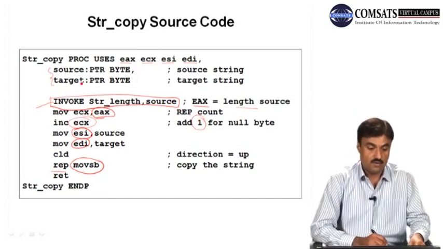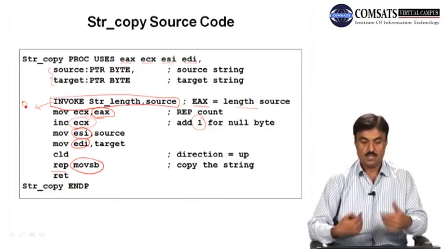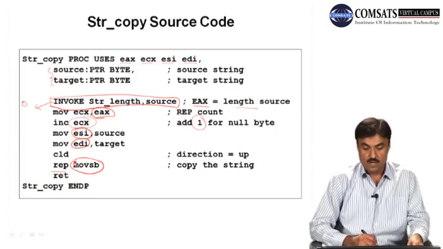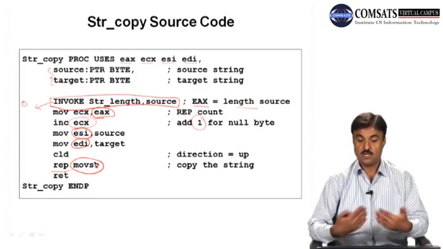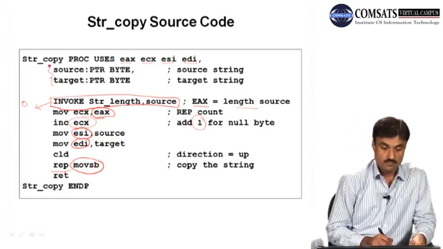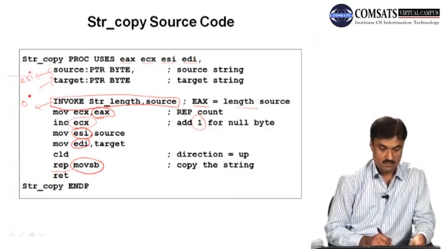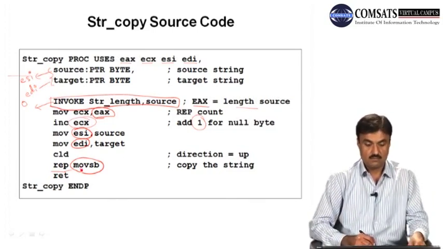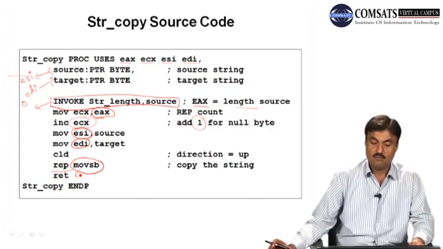Because when we define this procedure, we are not counting zero or null termination, so zero must be transferred to the new location. So it should be the null terminated one. Now we are going to repeat and move SB. These bytes from the ESI will be transferred to the EDI: the source address will be moved to the ESI, and this one will be moved to the EDI, and so on. So now we are using the move SB. You can see we are using move SB, and it will move all the elements from the ESI to the EDI.